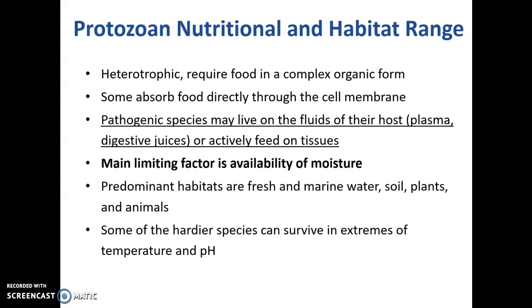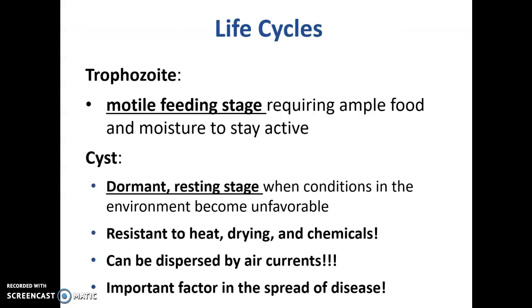So, protozoa nutritional and habitat range. They are heterotrophic, requiring food in a complex organic form. Some absorb food directly through the cell membrane. The pathogenic species may live on fluids of their hosts, like the plasma or the digestive juices, or they have the ability to actively feed on tissues. The main limiting factor for protozoa and their survival is the availability of moisture. So lack of moisture means they aren't going to necessarily do too well. The predominant habitats are fresh and marine water, soil, plants, and animals. Some of the hardier species can actually survive in extreme temperatures and pH.